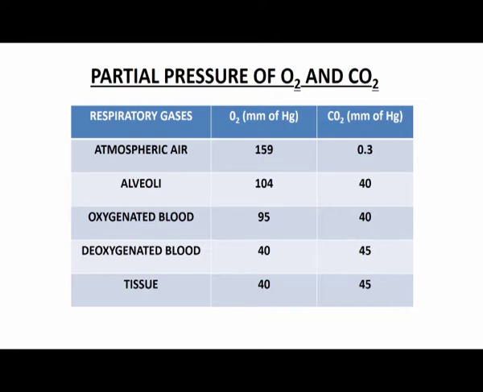In the case of oxygenated blood, the oxygen is exchanged and comes into the blood circulation, giving 95 mm of Hg, while CO2 concentration is 40 mm of Hg. And at the tissue level, where the blood is deoxygenated, the CO2 concentration increases from 40 to 45, and oxygen becomes 40. So, in deoxygenated blood, the mm of Hg of O2 is 40 and CO2 is 45.